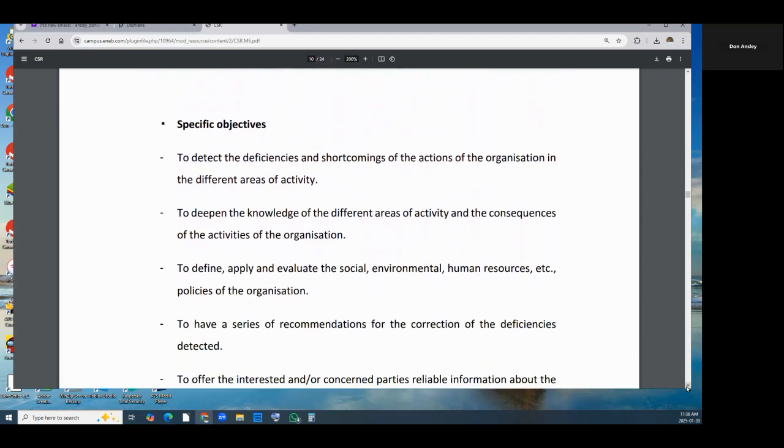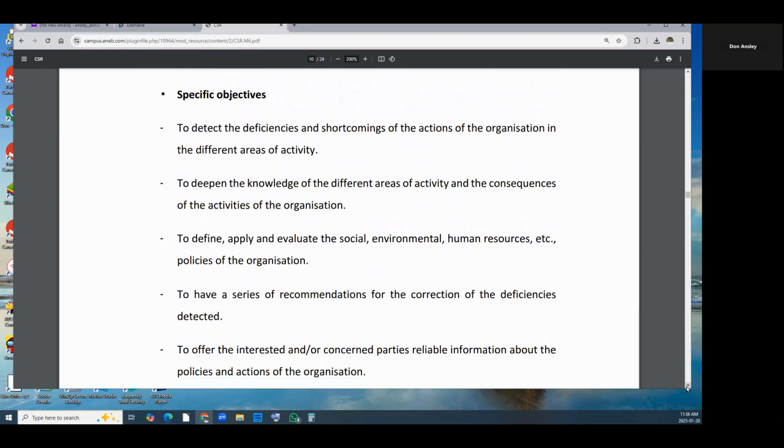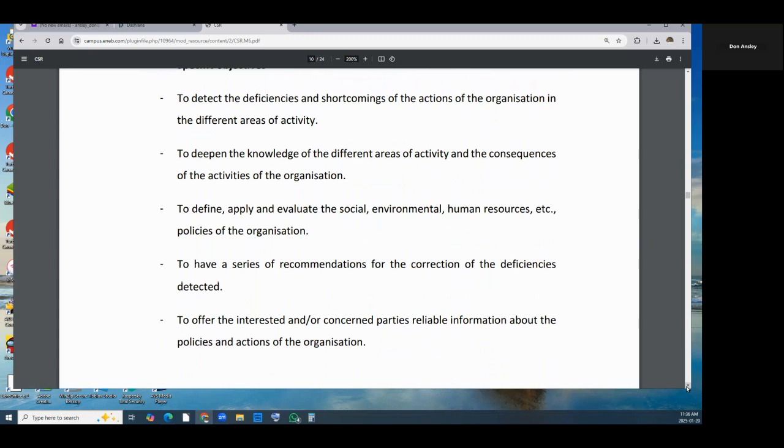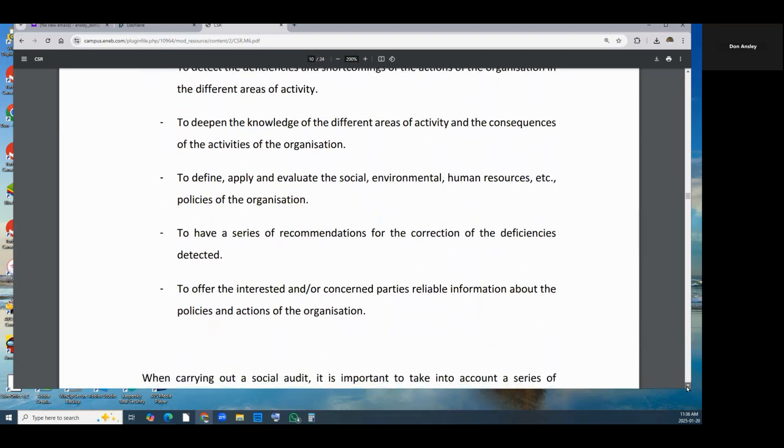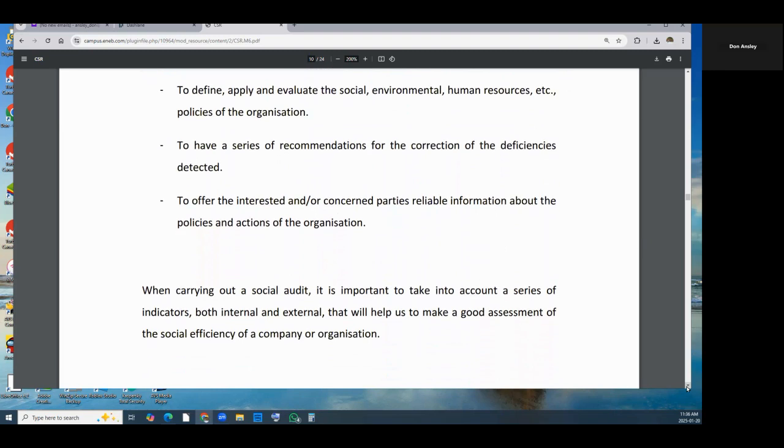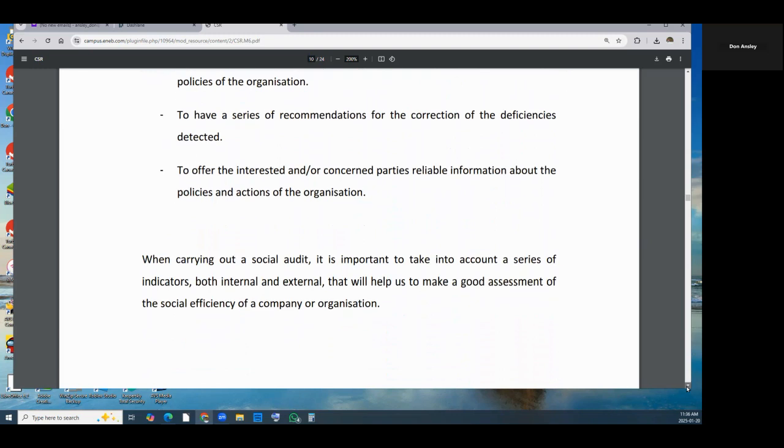Now we come to the specific objectives. To detect the deficiencies and shortcomings of the actions of the organization in the different areas of activity; to deepen the knowledge of the different areas of activity and consequences of the activities of the organization; to define, apply, and evaluate the social, environmental, human resources, etc., policies of the organization; to have a series of recommendations for the correction of the deficiencies detected; to offer the interested or concerned parties reliable information about the policies and actions of the organization.